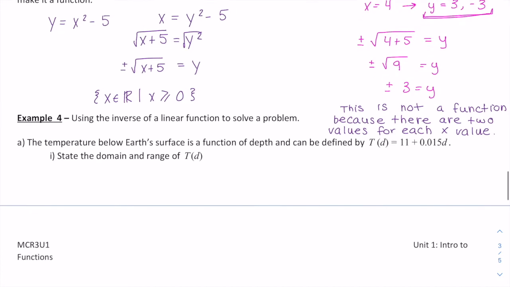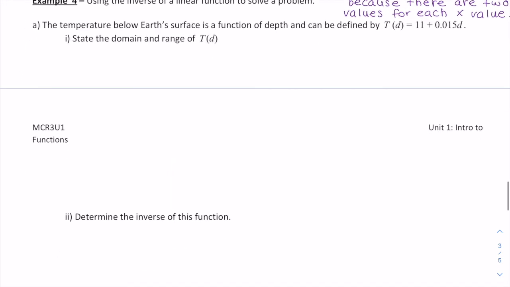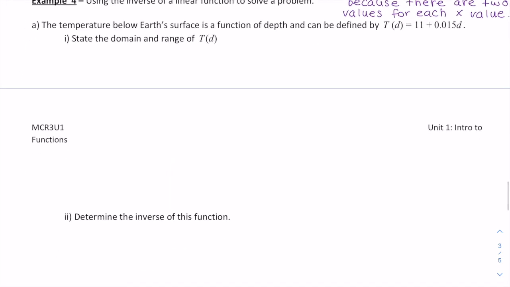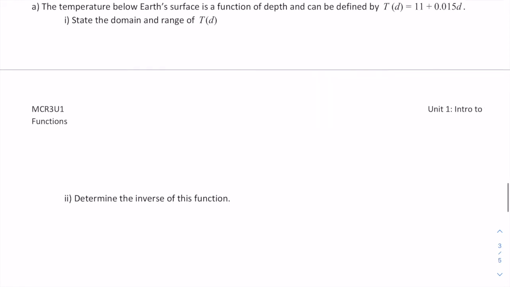Okay, so let's try an application problem here. For example 4, we're going to be using the inverse to solve some problems. For part A, the temperature below Earth's surface is a function of depth and can be defined by T at D equals 11 plus 0.015 D. So the first thing we're going to do is state the domain and range of T of D.